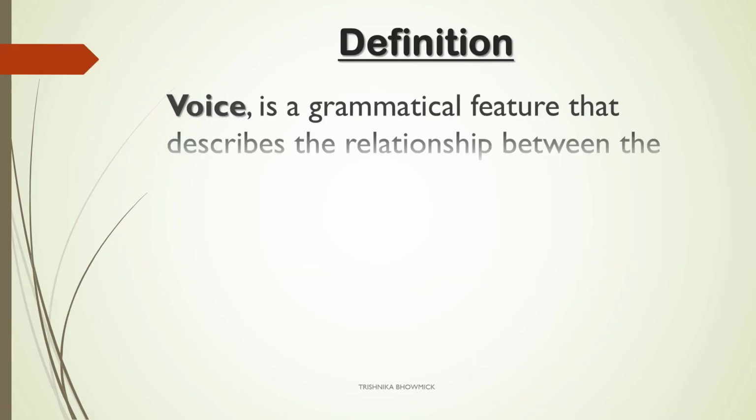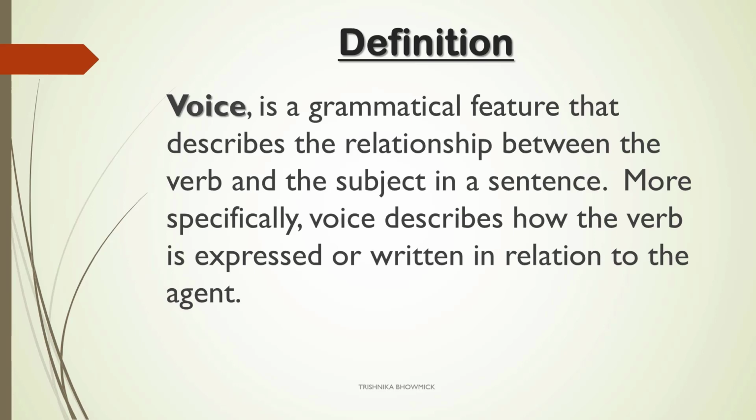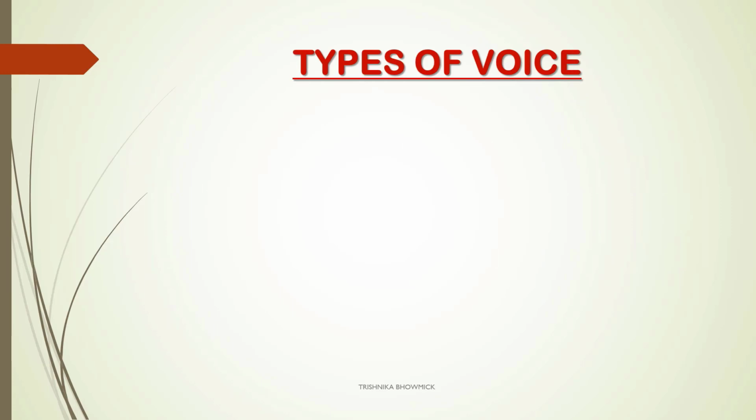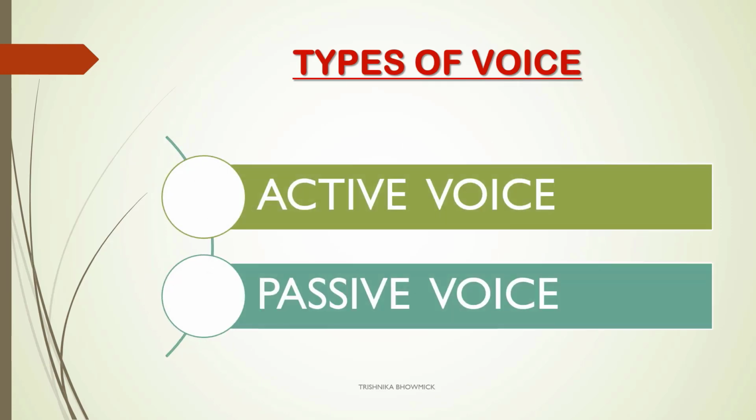And let's see the definition of voice. Voice is a grammatical feature that describes the relationship between the verb and the subject in a sentence. More specifically, voice describes how the verb is expressed or written in relation to the agent. Types of voice: active voice and passive voice.